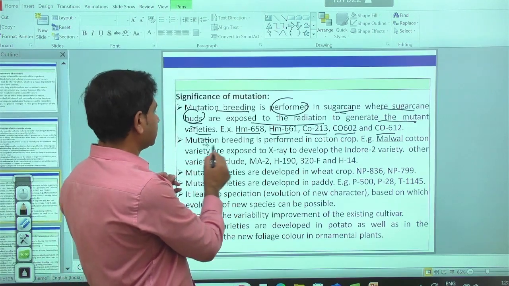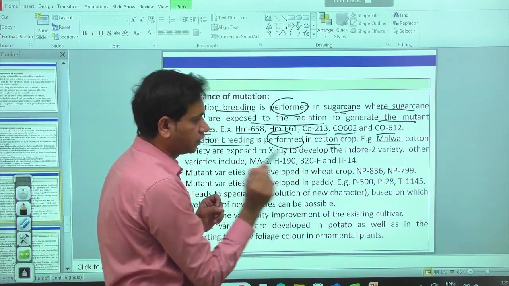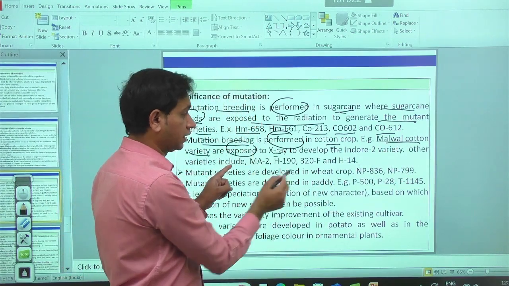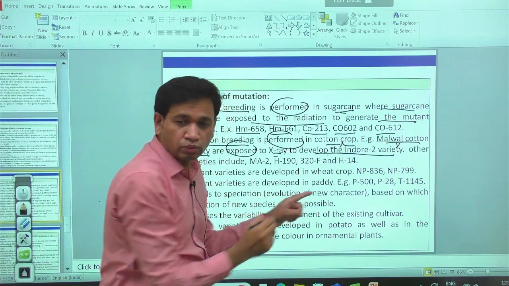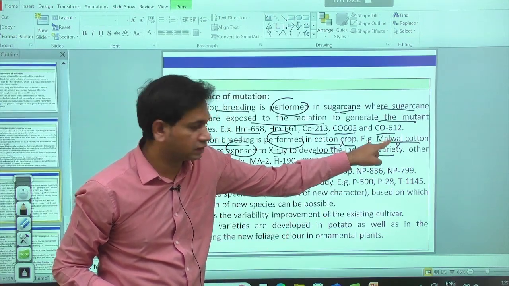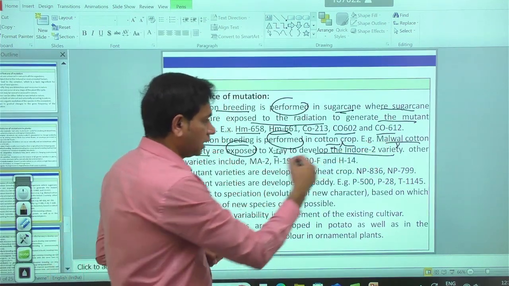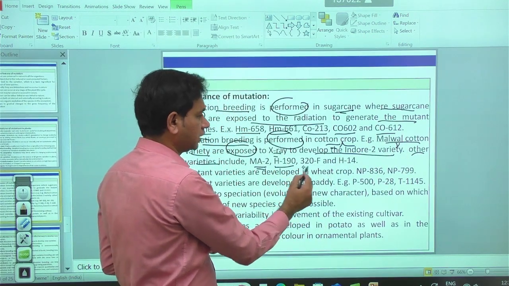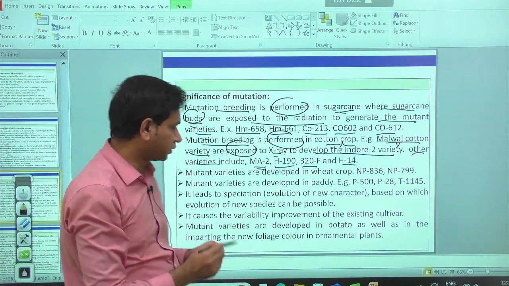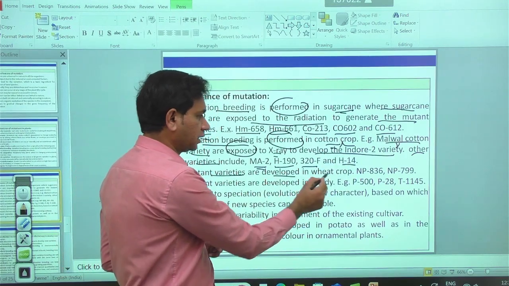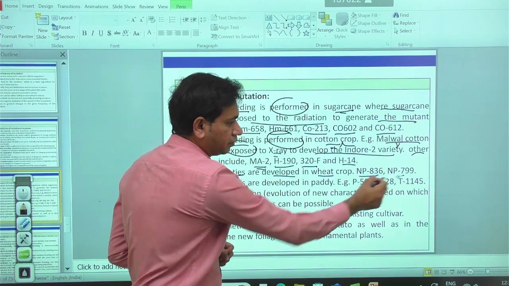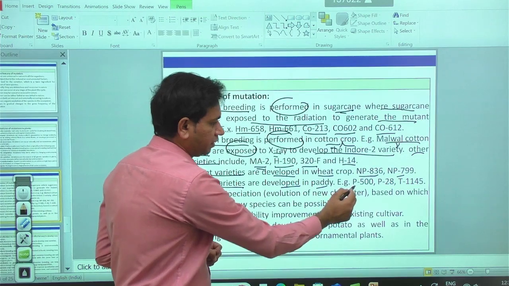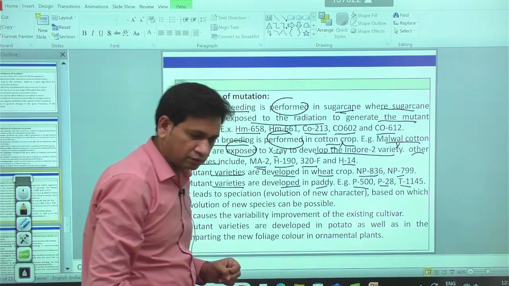Mutation breeding is also performed in the cotton crop. For example, the Malwal cotton variety was exposed to X-ray to develop the Indore 2 variety. Other varieties in cotton include MA2, H190, 320F, and H14. Then mutant varieties are developed in wheat, for example NP836 and NP799. Mutant varieties are also developed in paddy: P500, P28, T1145.